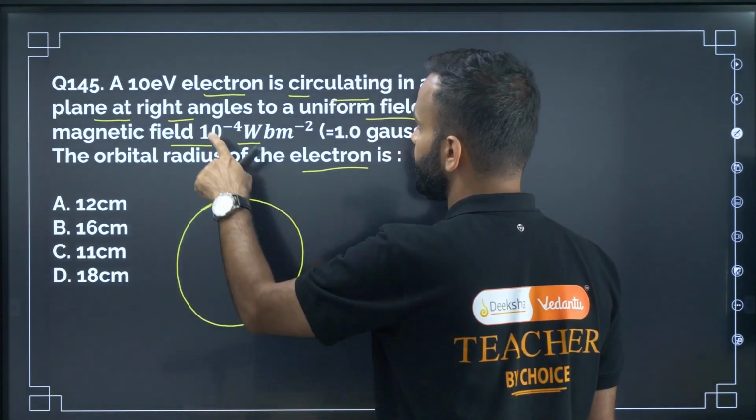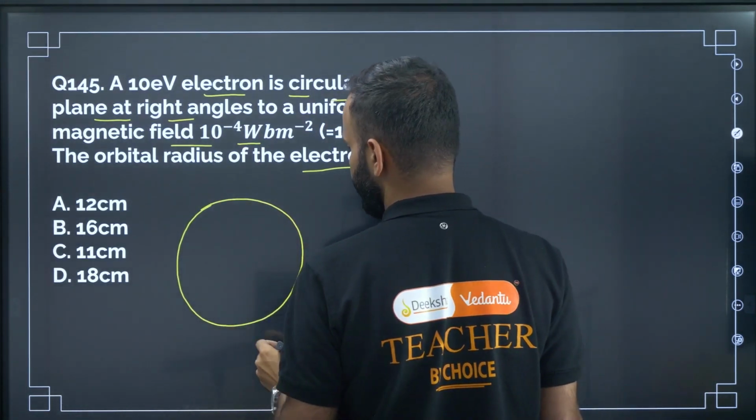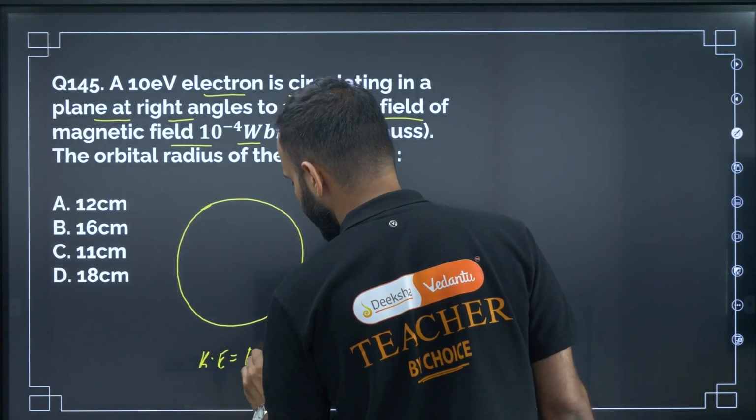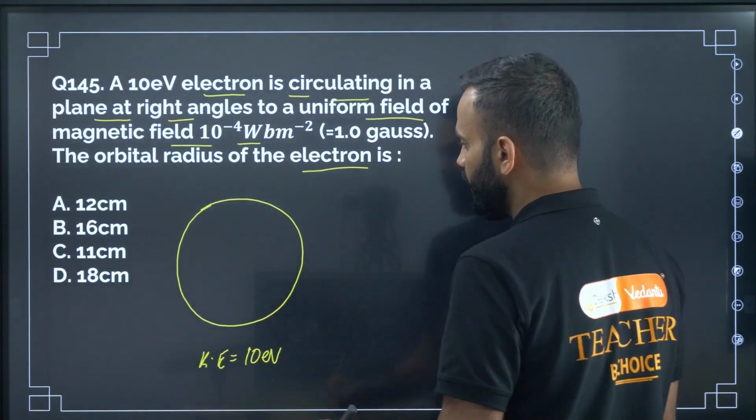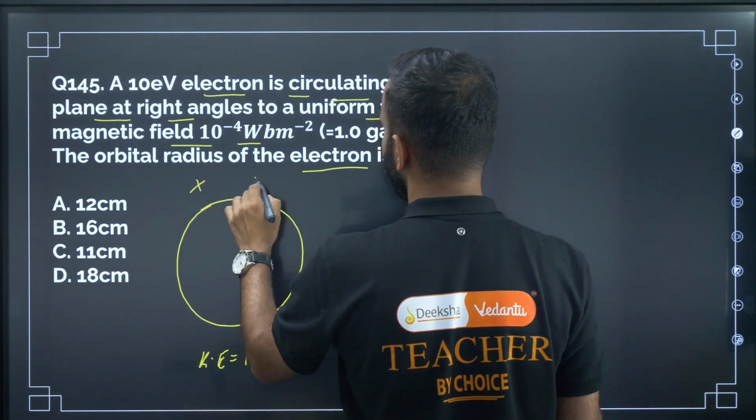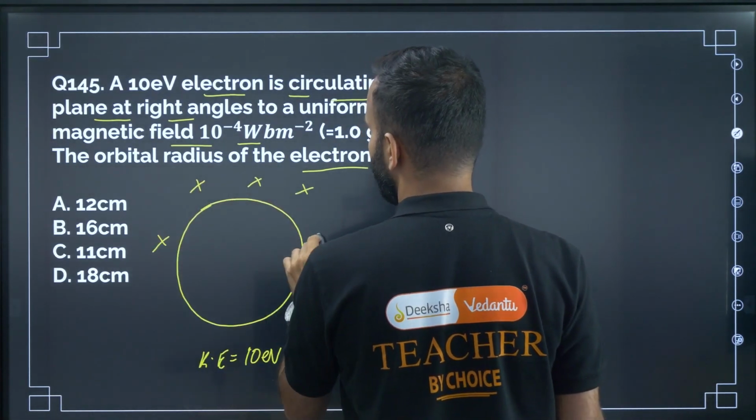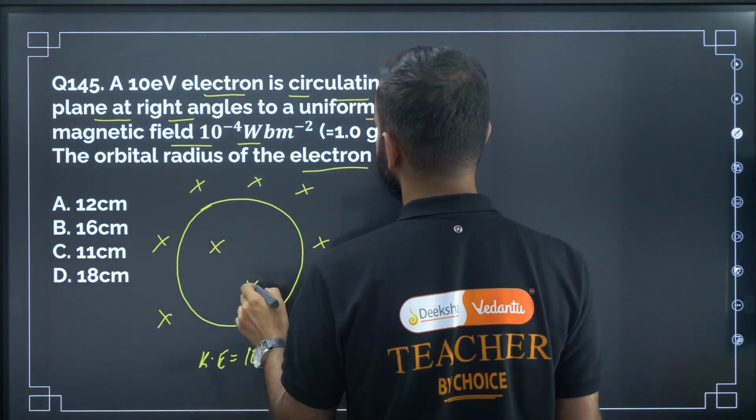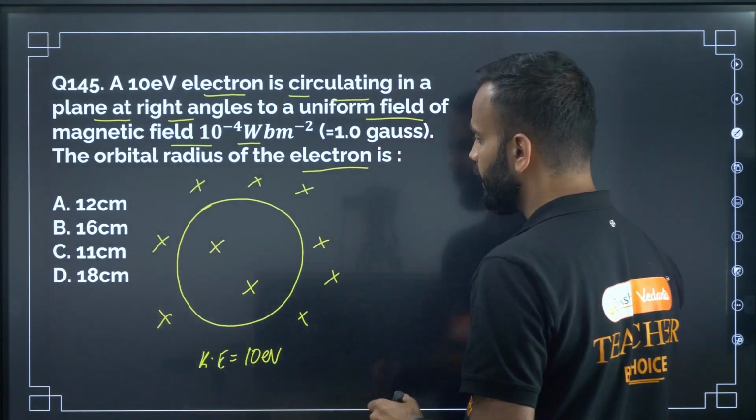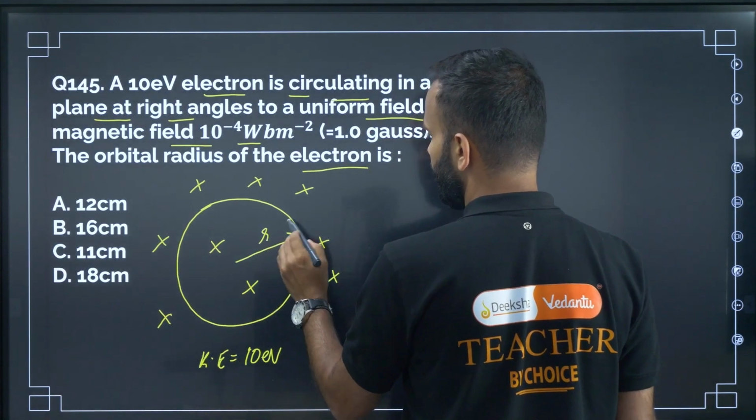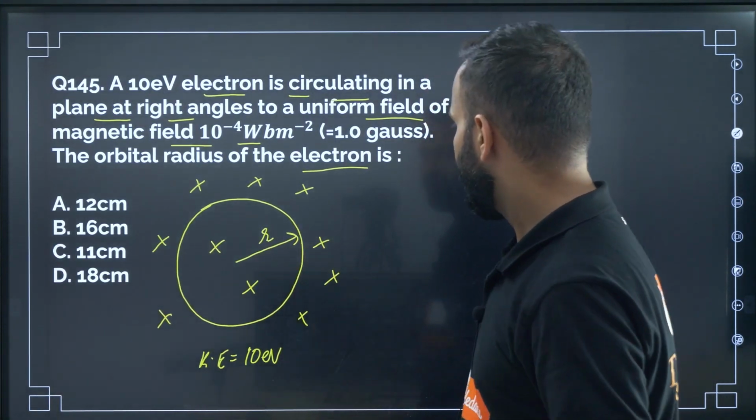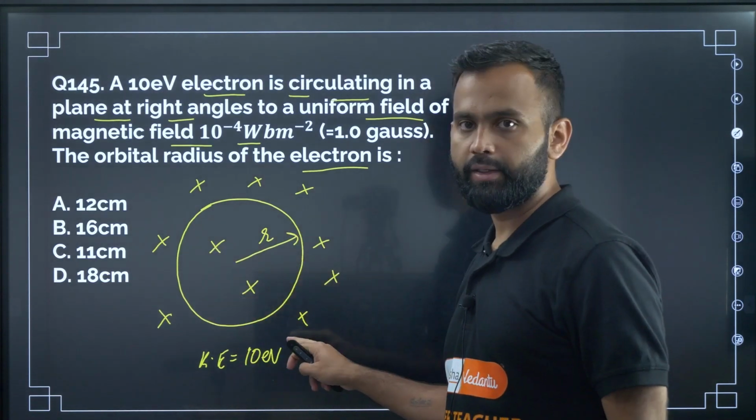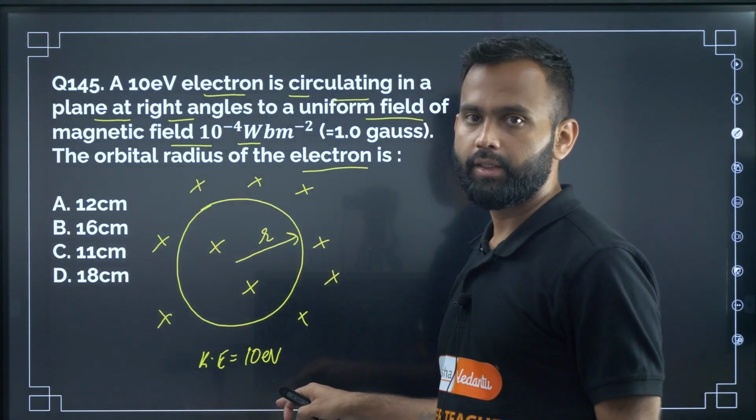So here the kinetic energy of the electron is 10 electron volt, right? It is circulating in a plane at right angles to the uniform magnetic field, right? Here the radius of this circular path is r. When an electron moves with velocity v in a uniform magnetic field, it takes a circular path, right?